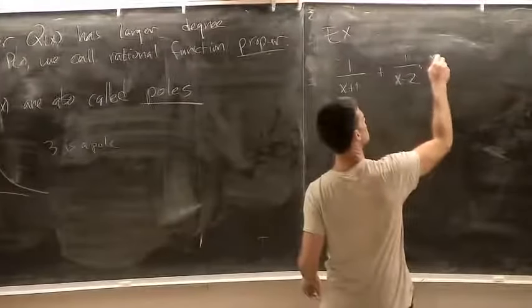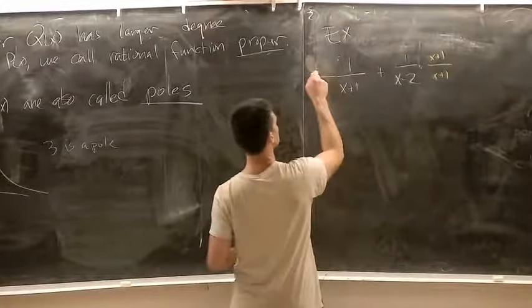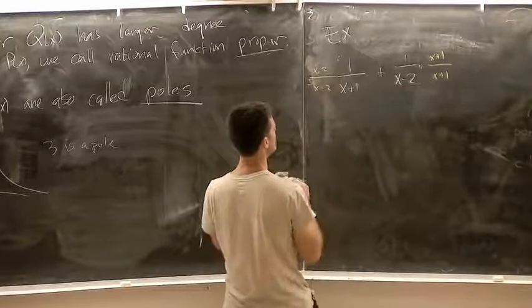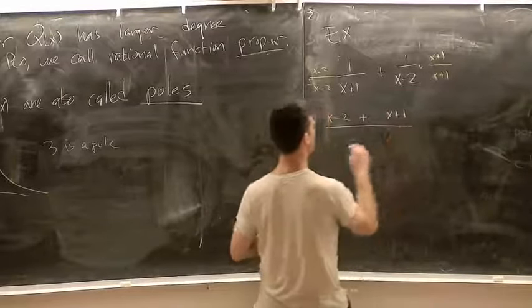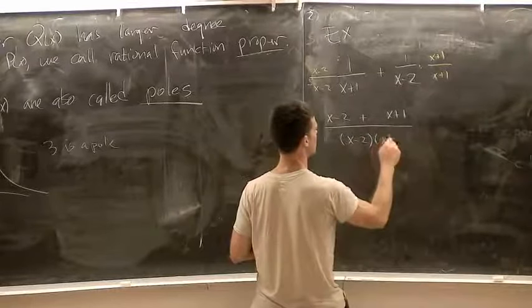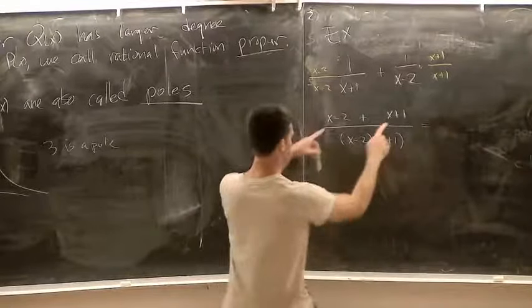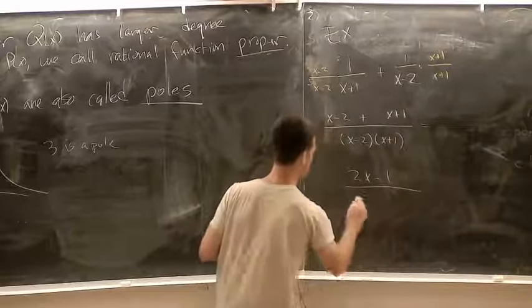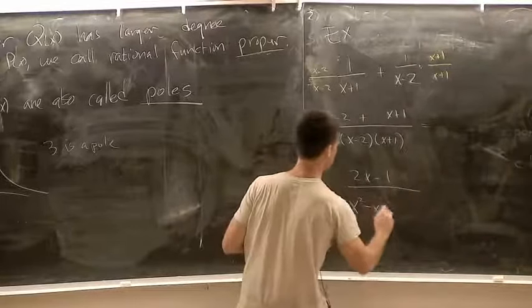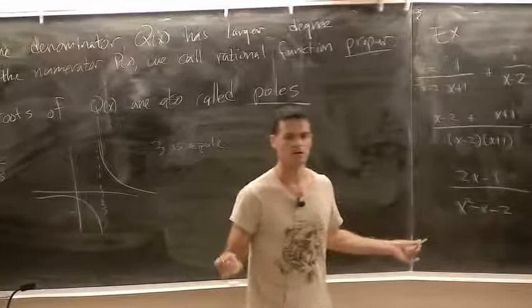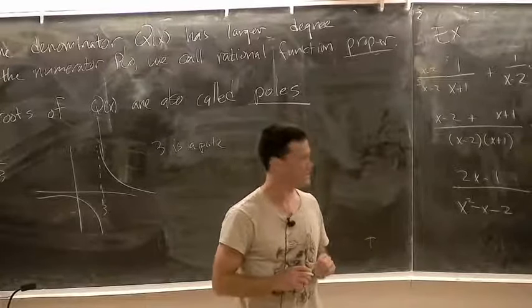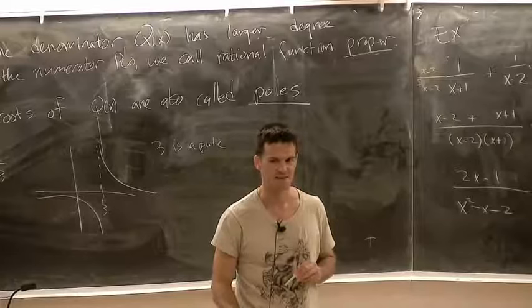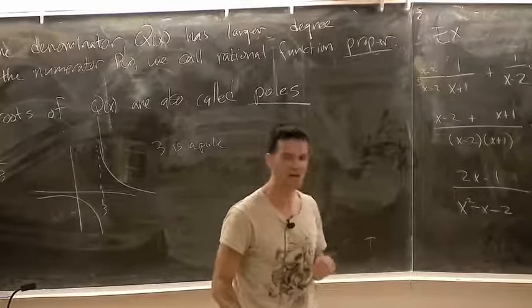Well, if I want to combine these into one fraction, let's do a common denominator. I'll get x minus 2 plus x plus 1 over x minus 2 times x plus 1, which is the same as 2x minus 1 over x squared minus x minus 2. So that wasn't that hard, right? We've all added fractions before. Is that what partial fractions is? Kind of. Yeah, but in reverse.